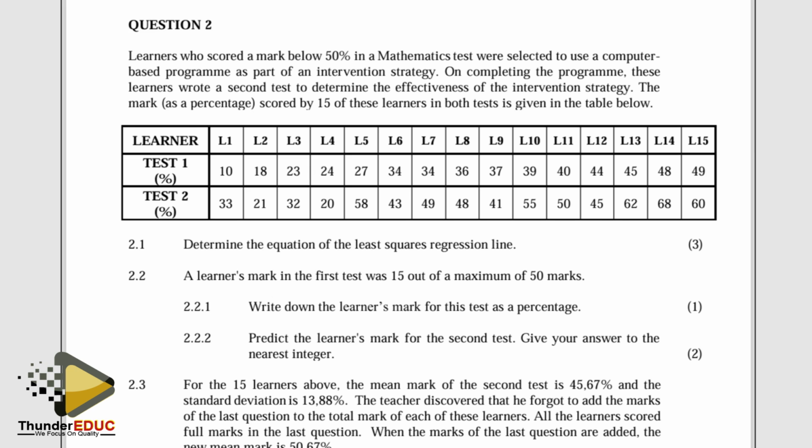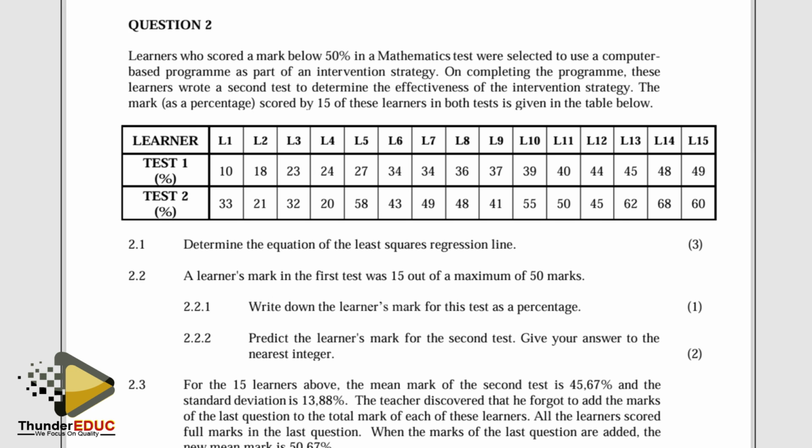On completing the program, these learners wrote a second test to determine how effective the intervention was. Percentages are given for 15 learners. So we have a test for term 1, so test 1 and test 2.